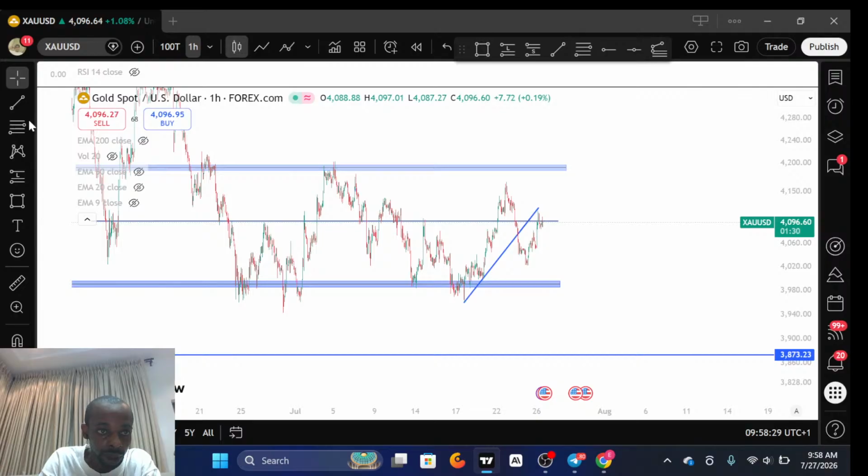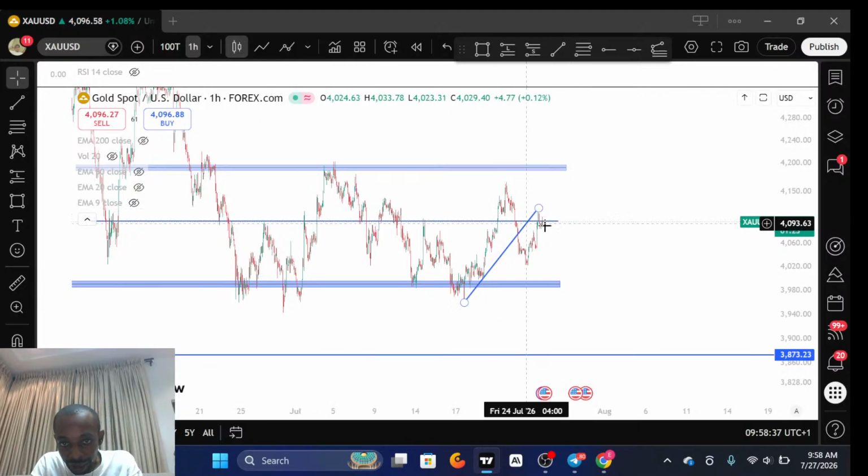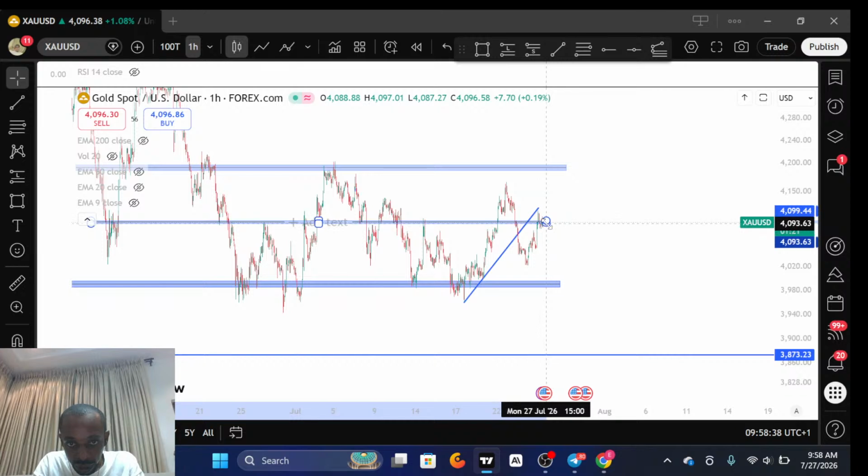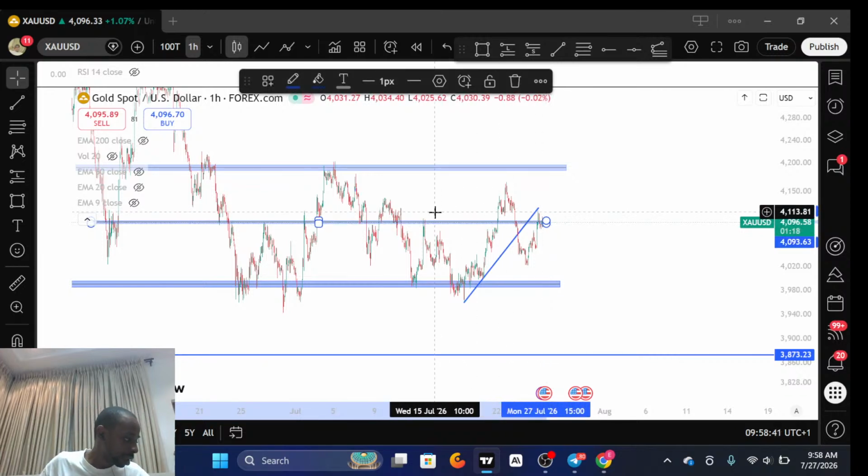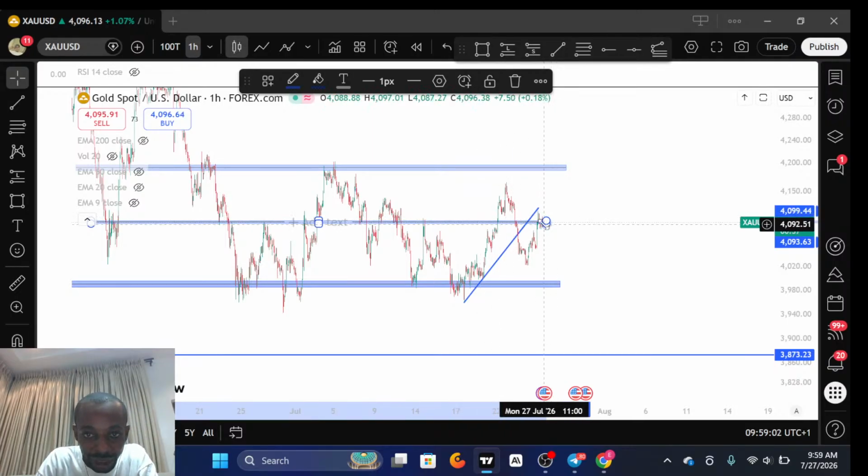We can have a rally to this top, but until the market breaks, there is a pure resistance around here. You see this place? There is a pure resistance. This resistance is causing the market not to go up.